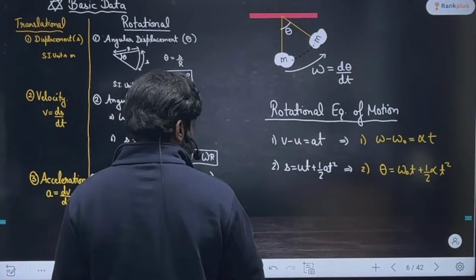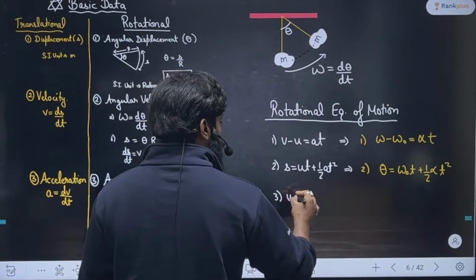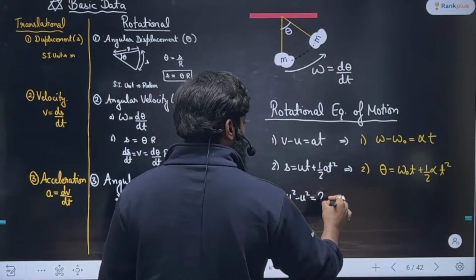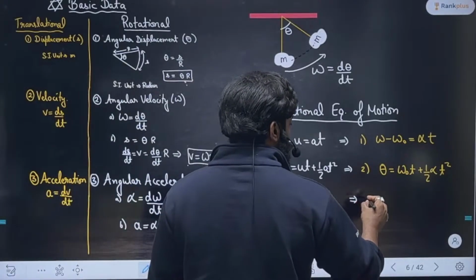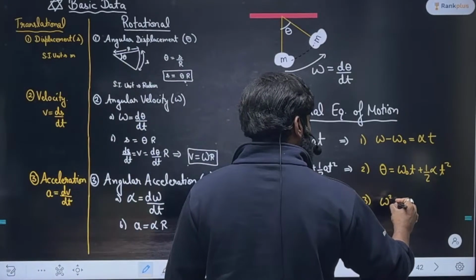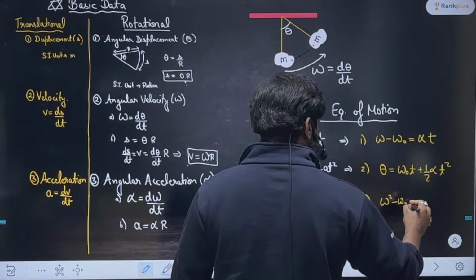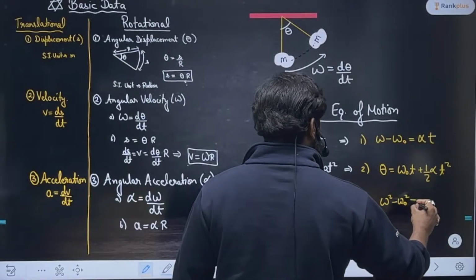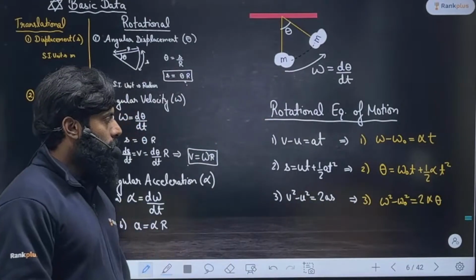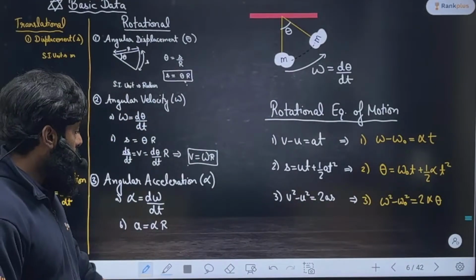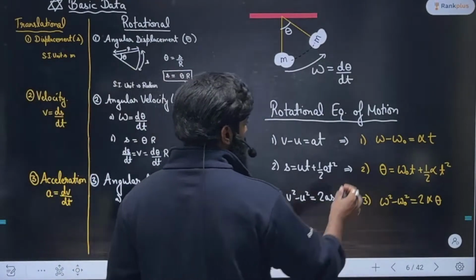Third one, v square minus u square is equal to 2as. So analogous to this, you will have omega square minus omega naught square equal to 2 alpha theta. So these are basically the three equations which we will use.